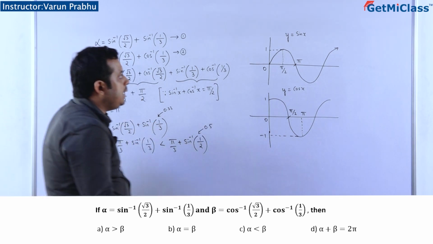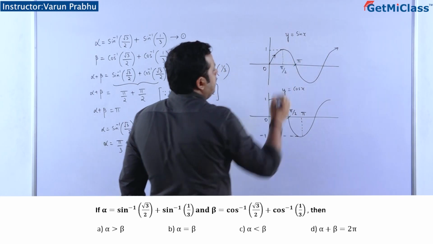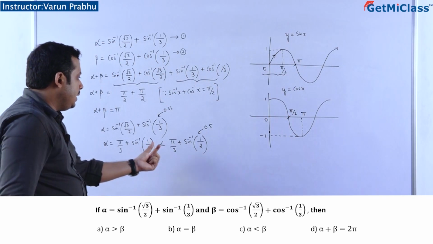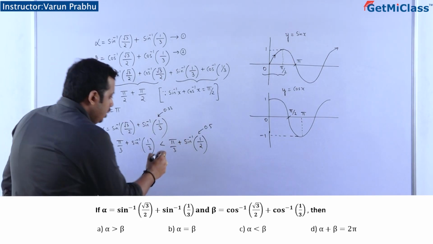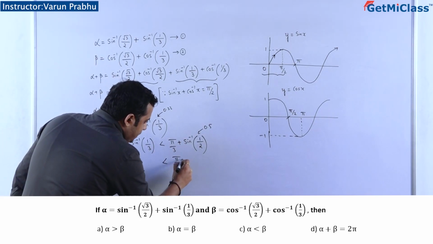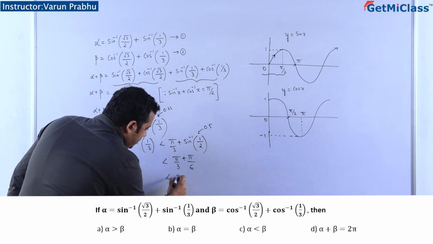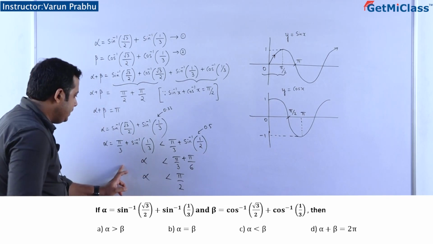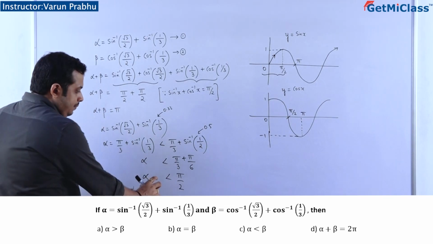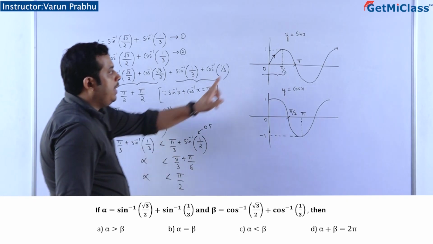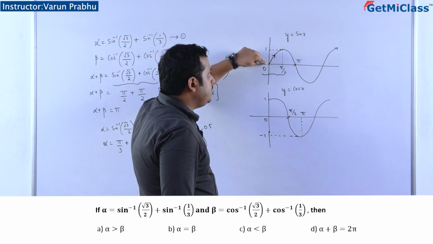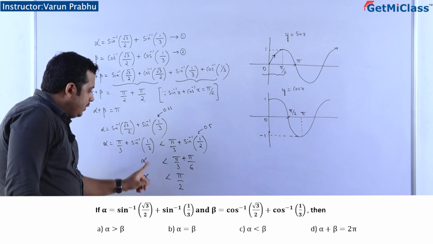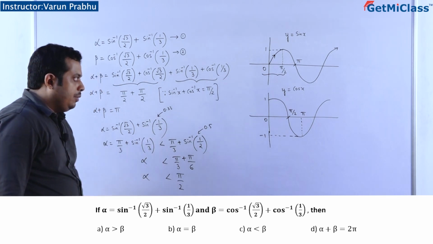And you can clearly see that sin x is an increasing function from 0 to pi by 2. What is pi by 3? So that is less than pi by 3 plus pi by 6. Less than how much is it? This is pi by 2, correct? So this value alpha is less than pi by 2. So in alpha less than pi by 2, that is from 0 to pi by 2, it is an increasing function. So pi by 3 plus sine inverse of 1 by 3 is definitely less than pi by 2.